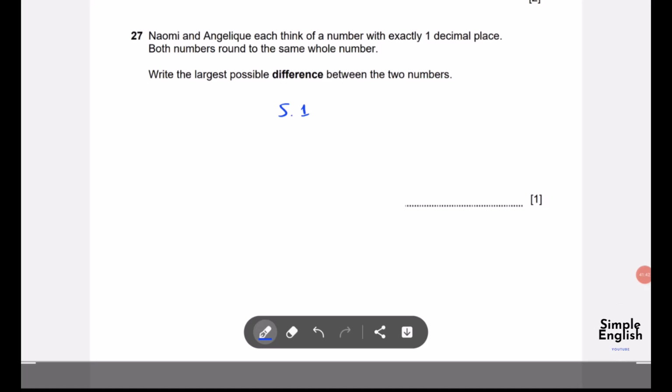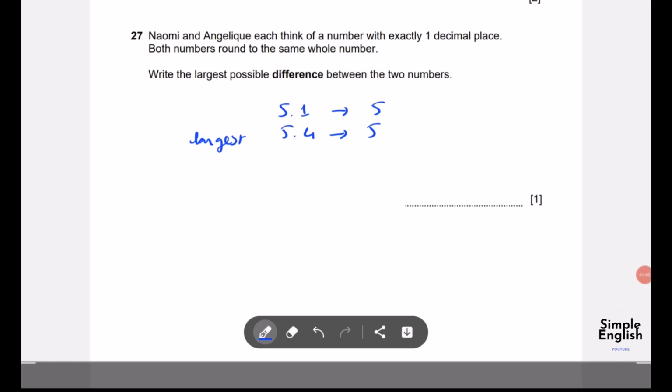Say I think of 5.1. Okay, we can round it to 5, right? And how about 5.4? 5.4 can also round to 5, and that's the largest number that rounds to 5. This one is the largest number.